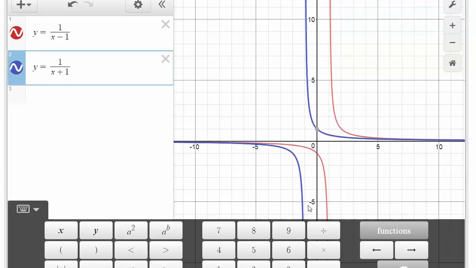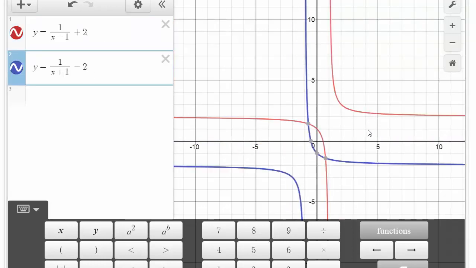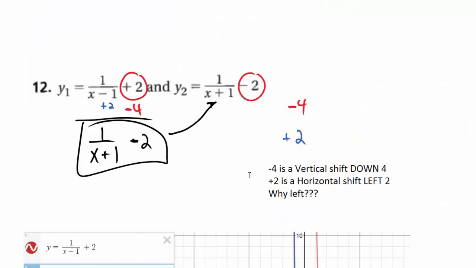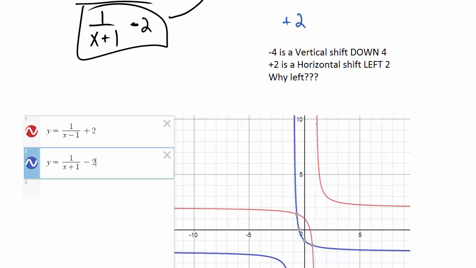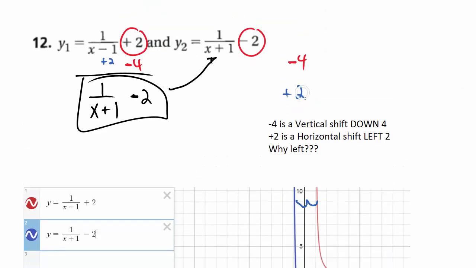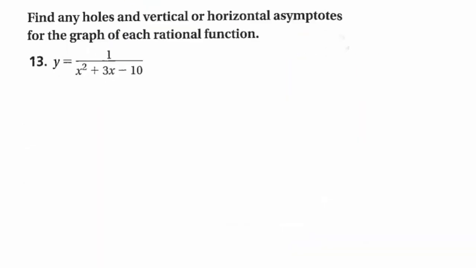Look, the blue is to the left of the one that's red. So it's really like when you add two, but it's really next to x. It acts opposite in a way that you would expect. So that's the best way I can explain that.